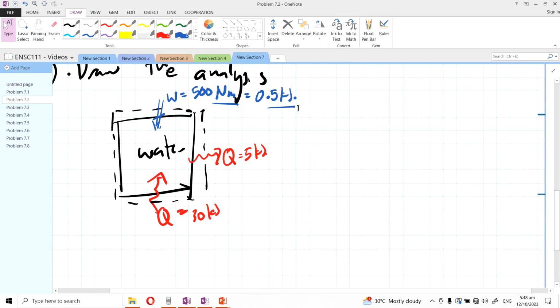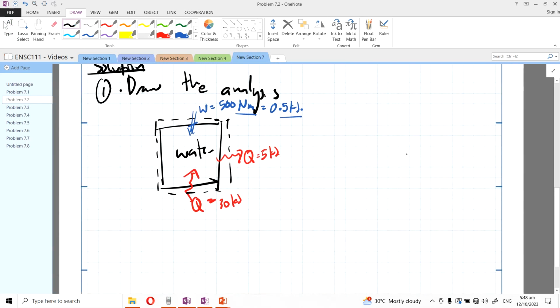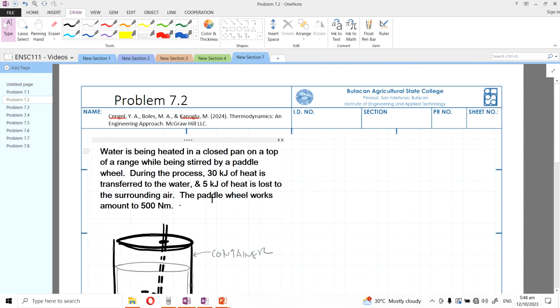So we can use that so that we have uniform units, right? So what else? Then we need to specify the states at state 1 and state 2. So what are the properties? Let's see. So the paddle wheel works, right? So I think it's incomplete. We have to determine the change in internal energy of the system, right?